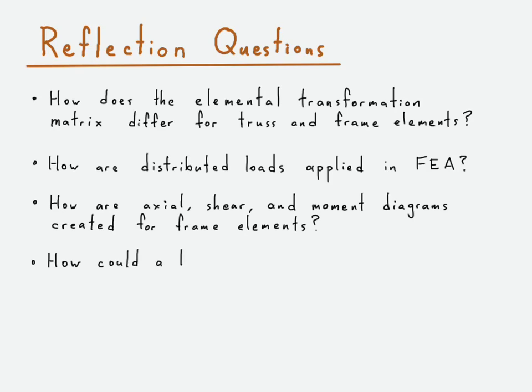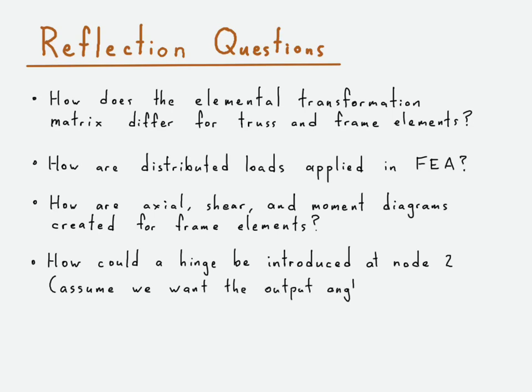And we have one more question, and that is, how could a hinge be introduced at node 2? And more specifically, we'll say, assume we want to keep the angle that corresponds to element 3. So after the solution runs, we hope that the output angle corresponds to what node 2's angle would be on element 3. All right, and that concludes this video for an example problem using frame elements.